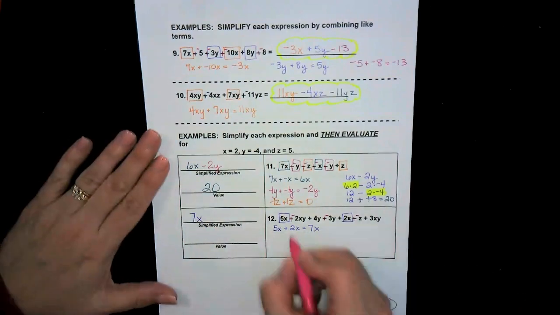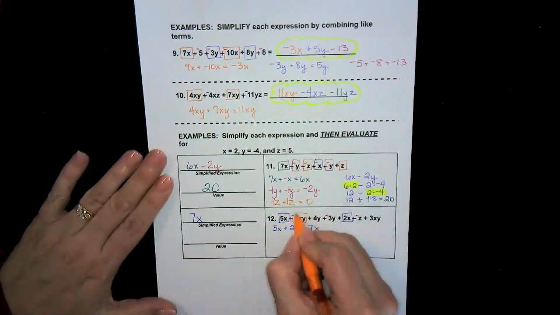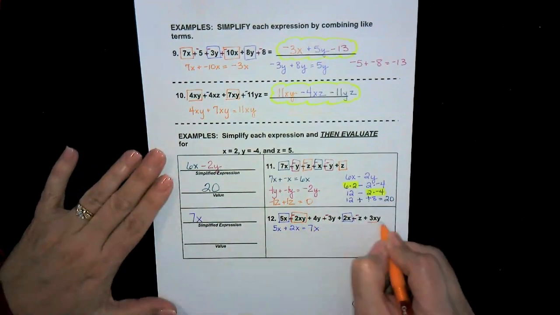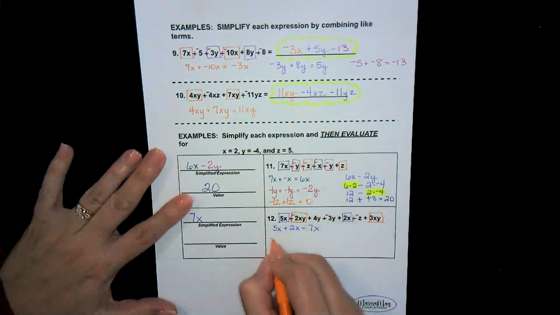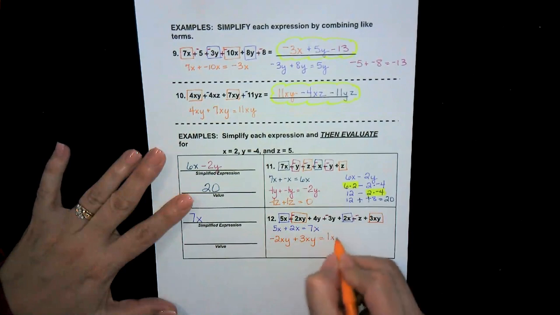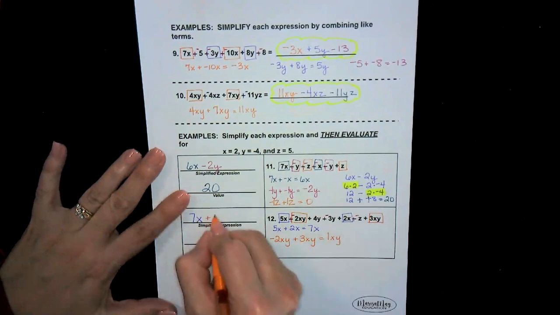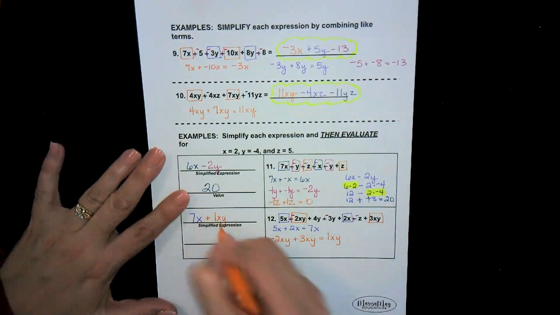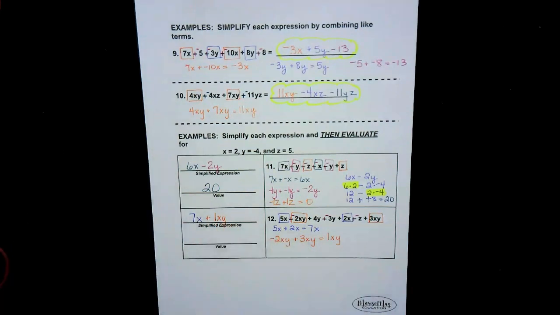Okay, then let's do the negative 2xy's. So we'll do the xy terms. So we got a negative 2xy and a 3xy. So negative 2xy and a 3xy. That'll give me 1xy. So we'll put that as part of our answer. You can write the 1 or you cannot. It doesn't matter. It's going to mean the same thing either way.